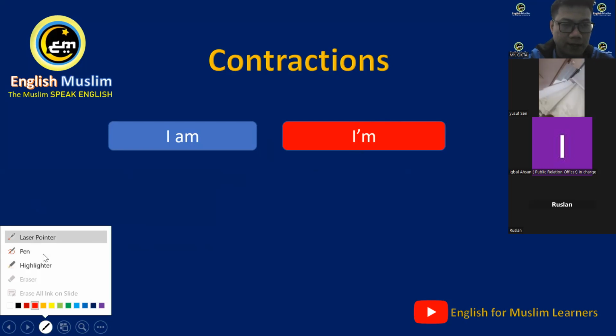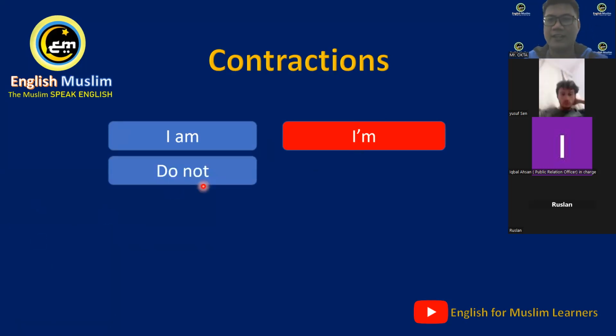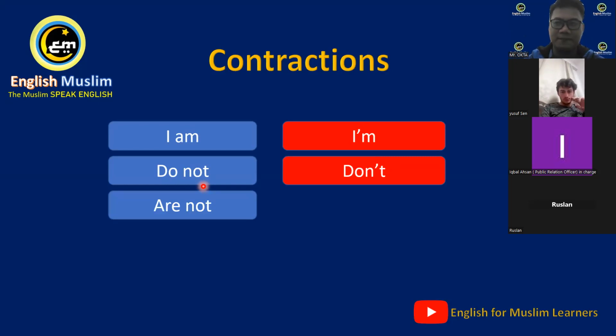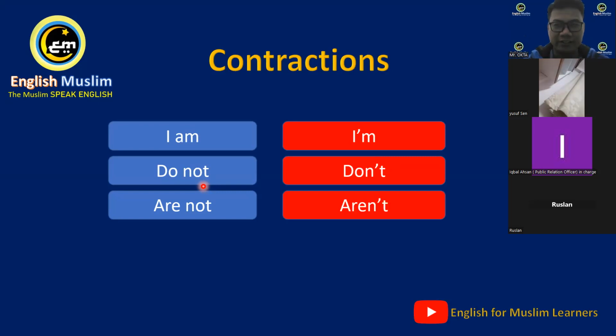Okay, let's continue. Do not. Any idea? Don't. Can you give me an example of a sentence? Don't mistake the English for Muslim language club. Say again. Don't mistake today's class. Okay, for example, don't do it. Don't forget. Easy. Aren't. That's good.